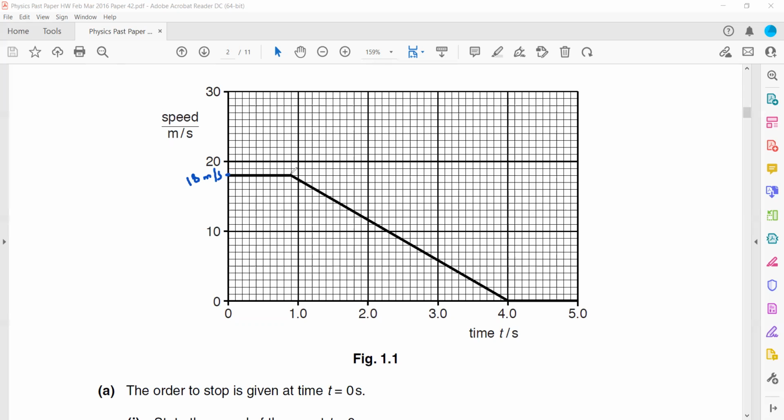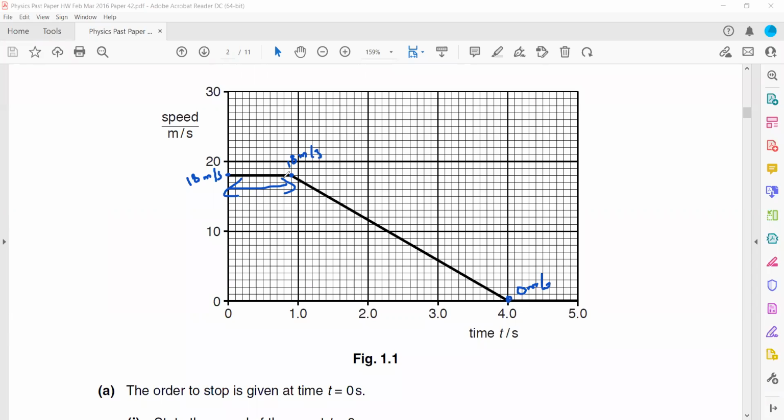But you can see for some time, till 0.9 second, first it is traveling at 18 meters per second, until 0.9 second it continued to move at 18 meters per second, and then it stopped. So what is the reason why at this point, even though the instructor gave the order to stop, the driver did not stop? The reason is the reaction time.